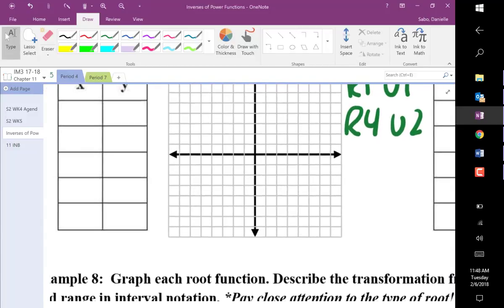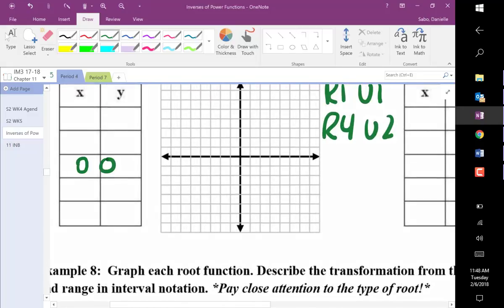So here we go. I'm always going to start at 0, 0. And I'm going to go right 1, up 1. Okay, right 4, 1, 2, 3, 4, and up 1, 2. Hey, didn't this graph look just like this? Perfect. Awesome.